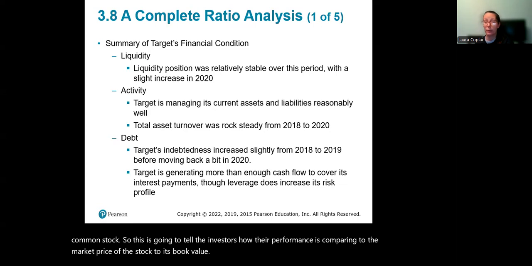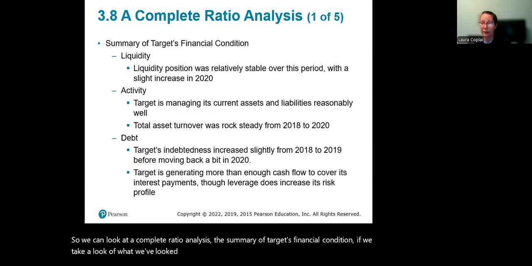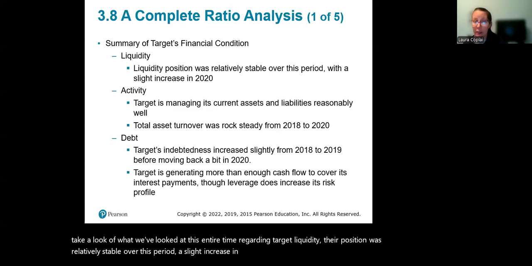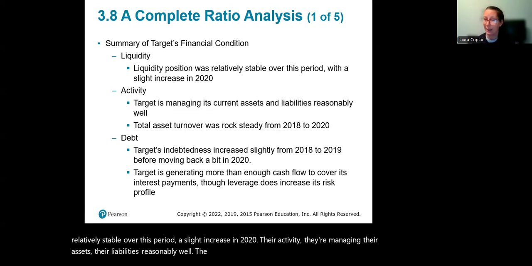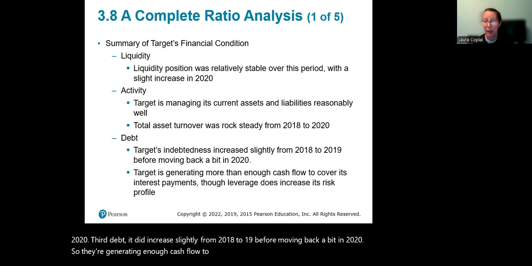So we can look at a complete ratio analysis, the summary of Target's financial condition. Regarding liquidity, their position was relatively stable over this period, with a slight increase in 2020. Their activity shows they're managing their assets and liabilities reasonably well. The total asset turnover was rock steady from 2018 to 2020. Their debt did increase slightly from 2018 to 2019 before moving back a bit in 2020. So they're generating enough cash flow to cover their interest payments, though leverage does increase their risk profile.